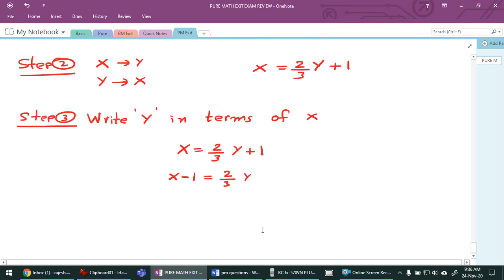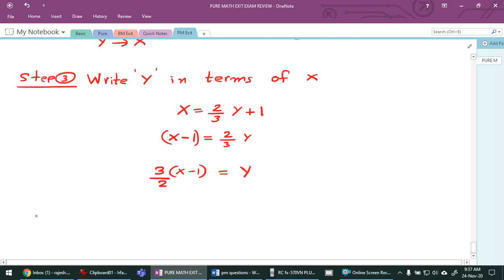Okay, now I have to take this 3 and 2 to the other side. So I am putting x minus 1 in bracket. When 3 goes to the left, it will go up and 2 will come down. So 3 goes up and 2 comes down into x minus 1 equal to y. Now you see only y on one side. So you have written y in terms of x.